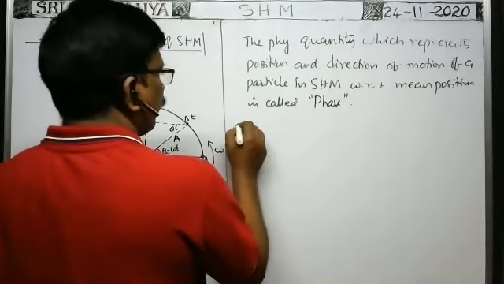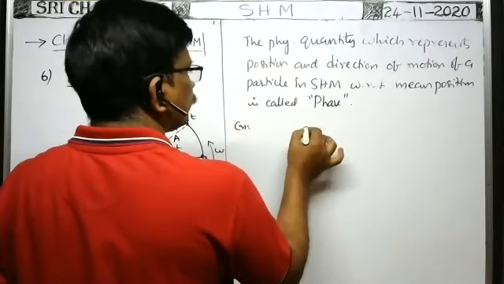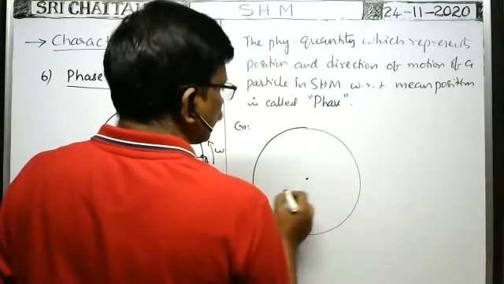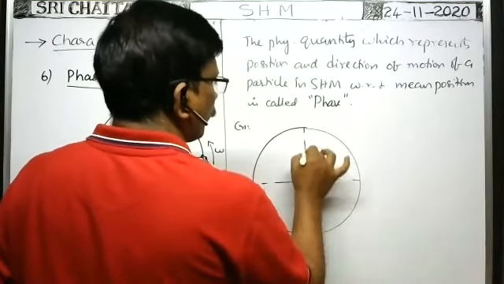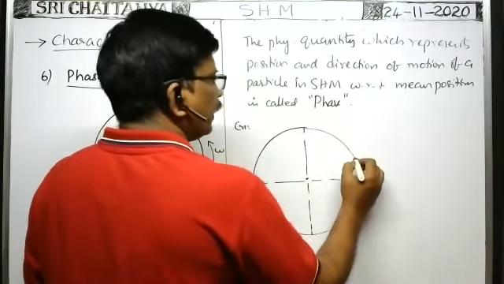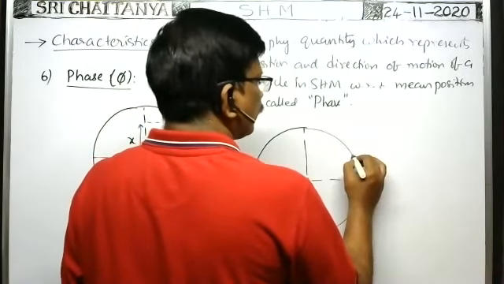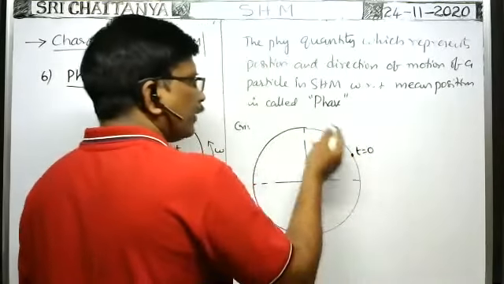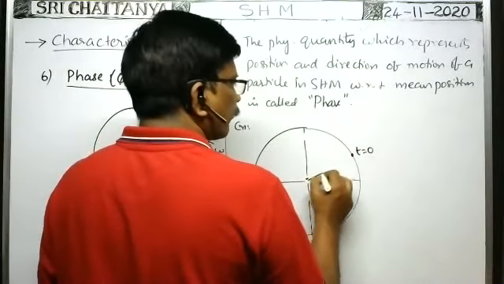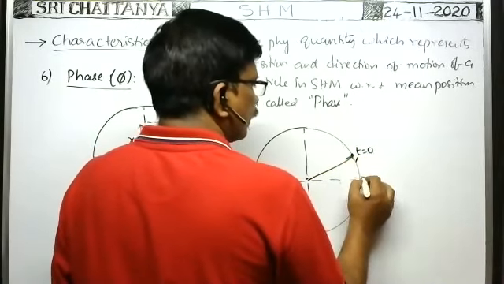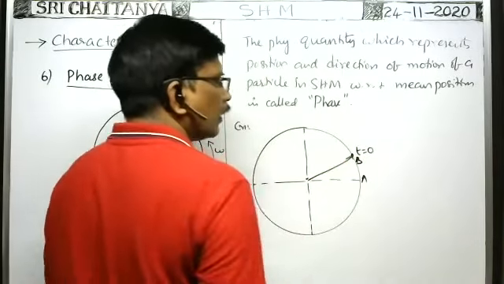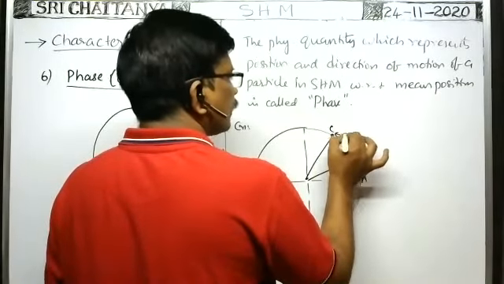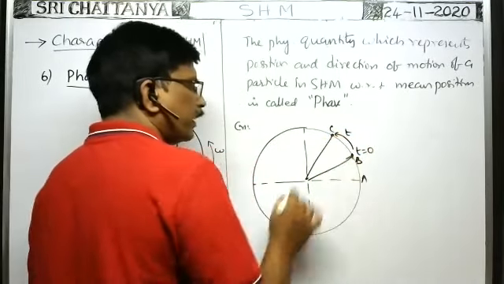For example, I will write one example here. It is the center. Suppose initially at t equal to 0, the particle is at t equal to 0. The particle travels along the path like this. Whenever it lies at A, the motion of the particle is considered from B. After t seconds, it reaches another point, say C here. In t seconds, it reaches the point C from this point B.